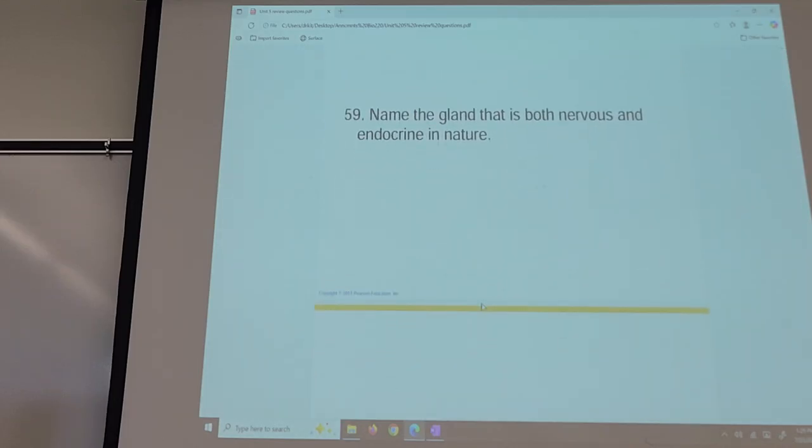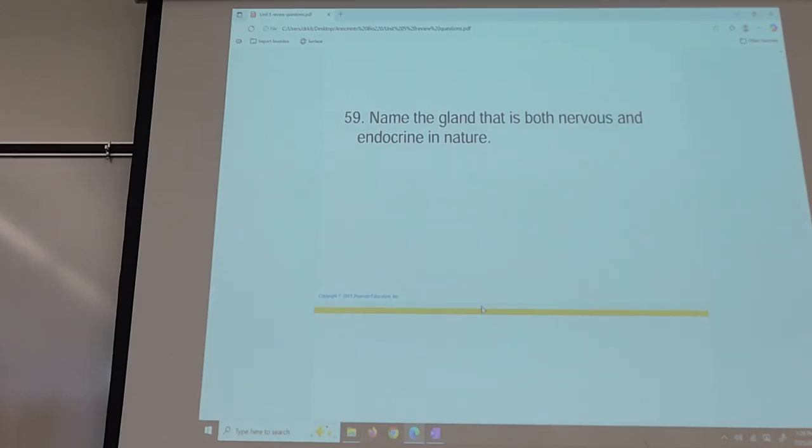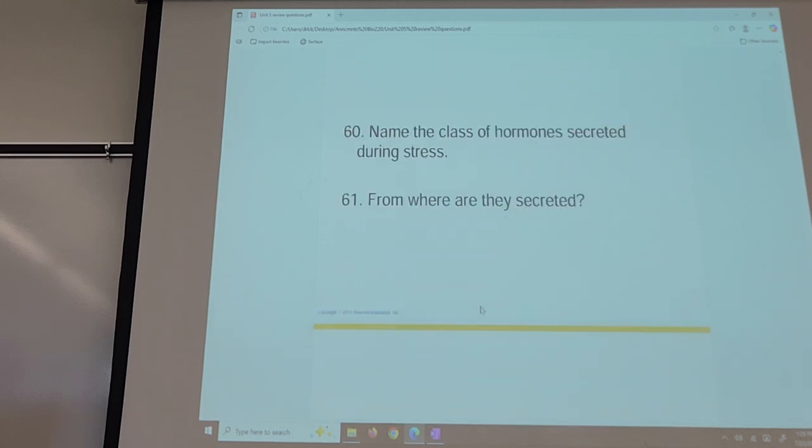All right. Name a gland, there's more than one, that is both nervous and endocrine in nature. There's 2 options here. Pituitary is one, adrenal gland's the other. So adrenal gland, you've got adrenal cortex and adrenal medulla, and adrenal medulla is the nervous portion. And your pituitary, you've got the anterior pituitary and the posterior pituitary, and the posterior pituitary is the nervous portion. Okay. So you have 2 options for that question.